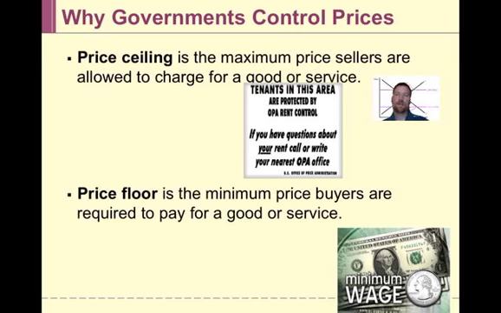So government controlling prices. They intervene in the market and change the price. Two terms that you need to know are price ceiling and price floor. And then we'll talk more extensively about each of them. Price ceiling is the maximum price sellers are allowed to charge for a good or service.